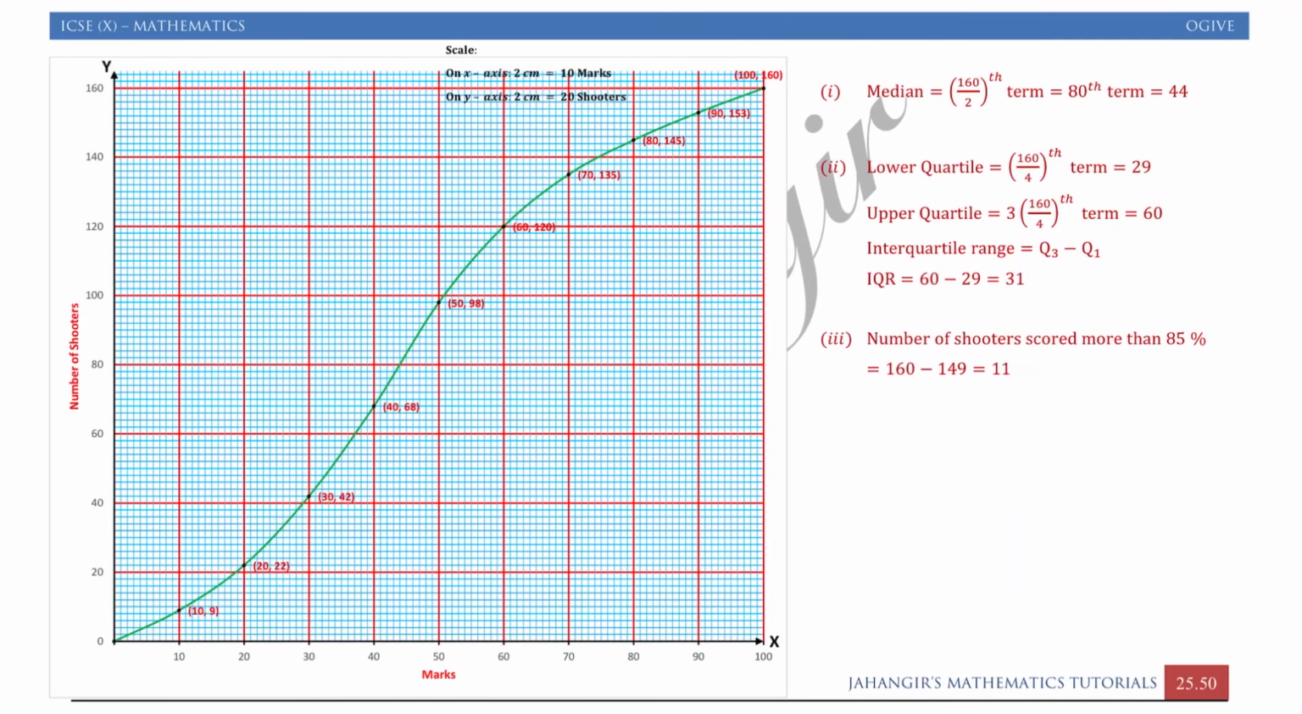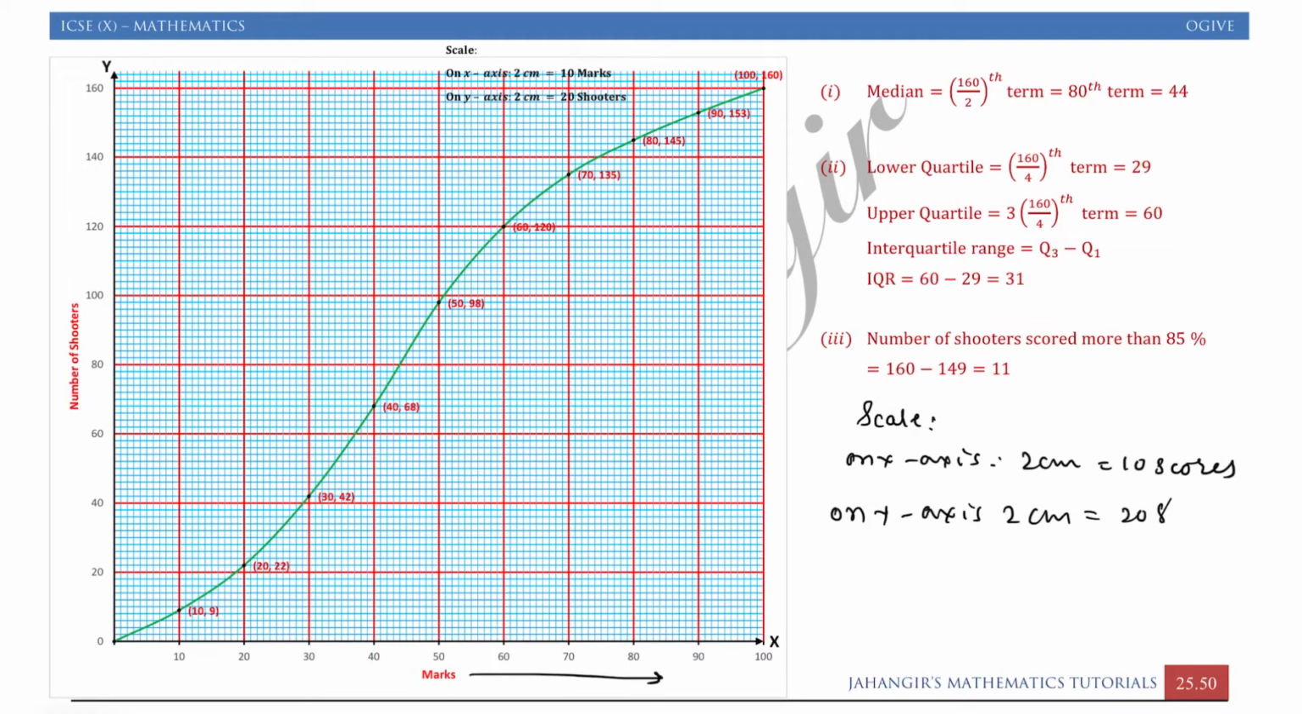Now we will plot it on the x-axis. Marks is on the x-axis. Scale is given. Scale on x-axis is given as 2 cm is equal to 10 scores. Scores means marks. On y-axis, 2 cm is equal to 20 shooters. So just plot all points.